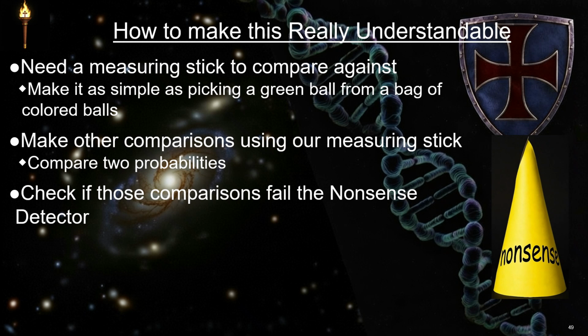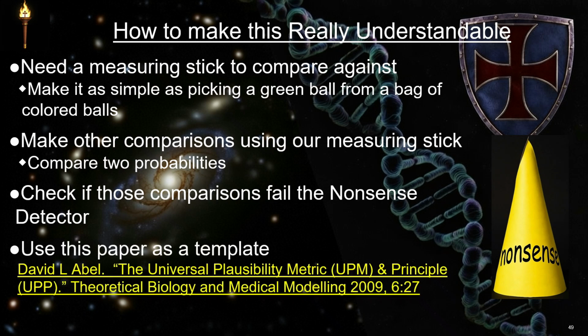Then we check if those comparisons fail the nonsense detector. This may seem a little abstract. We'll make it very concrete in a minute. We're going to use a paper as a template. The paper was written by David Abel. It's called the Universal Plausibility Metric and Principle. It was published in Theoretical Biology and Medical Modeling in 2009. Excellent paper. I suggest everybody read that paper.